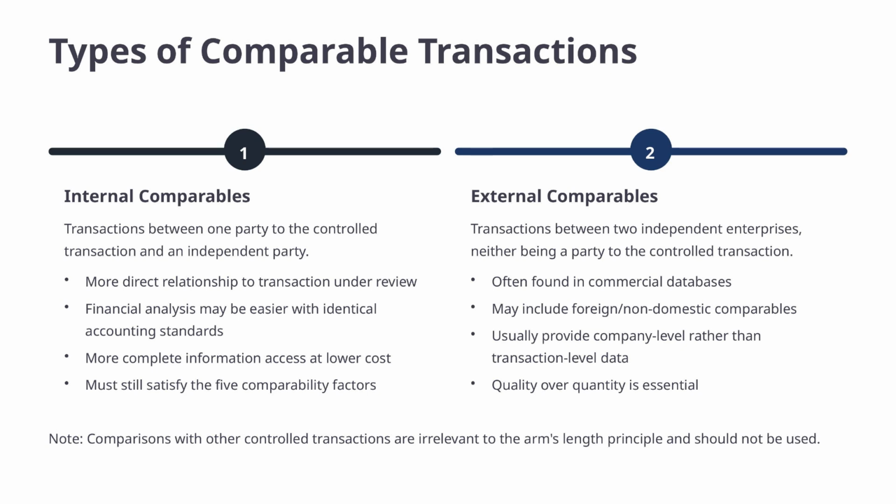External comparables, found in databases, involve independent enterprises, providing company-level data for arm's length testing. Tested party margins are tested against the arm's length range. Both internal and external comparables must satisfy comparability factors, but comparison of one controlled transaction with another controlled transaction is irrelevant to the arm's length principle.